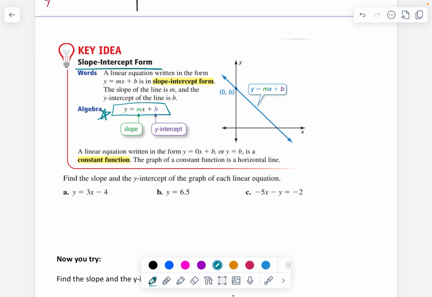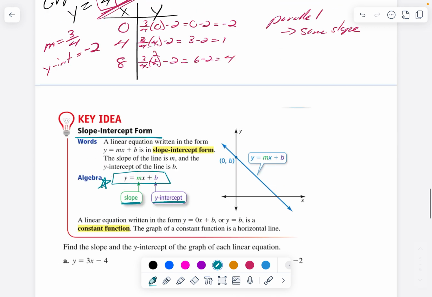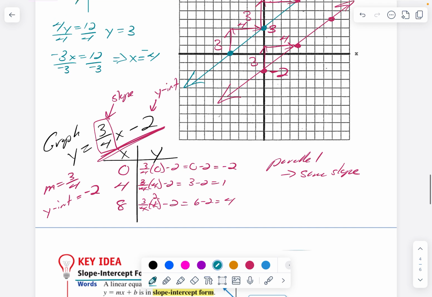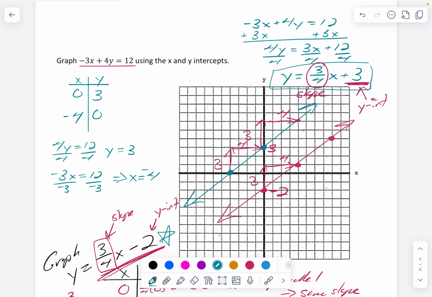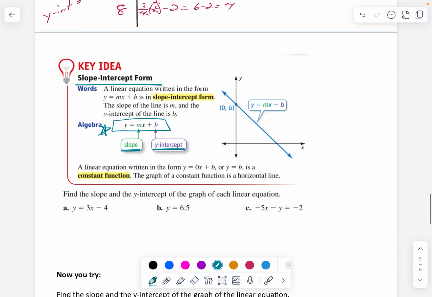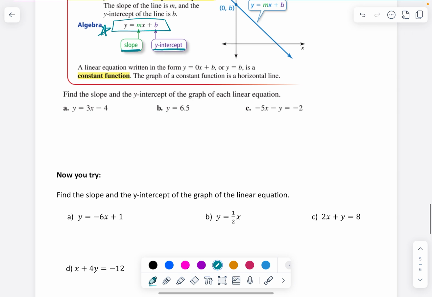And whatever comes before the x is the slope, and then the plain old number at the end is our y-intercept. And we see that here. We have our y-intercept is -2 for this one, and then a slope of 3/4. And up here, we had a y-intercept of 3 and a slope of 3/4. Now, today we're not going to be graphing yet. It's one little baby step, but we are becoming familiar with this y equals mx plus b form, where m is the slope and b is the y-intercept.